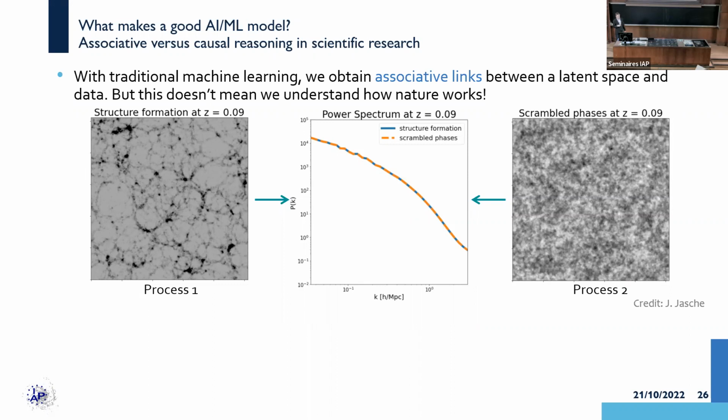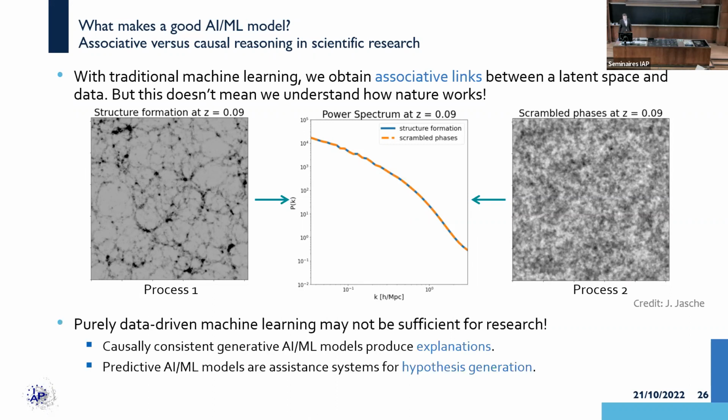And this is something different here, simulated with just scrambling the phases. Turns out these two fields here have exactly the same power spectrum. So if I just look at this and obtain associative links between parameters and this, well, it's pretty sure that I haven't understood how gravity works, right? So that means, and this is my comment here on this point, that purely data-driven machine learning may actually not be sufficient for research.